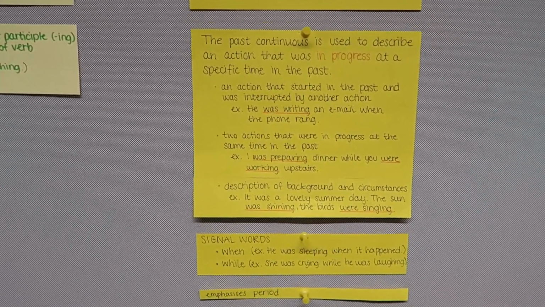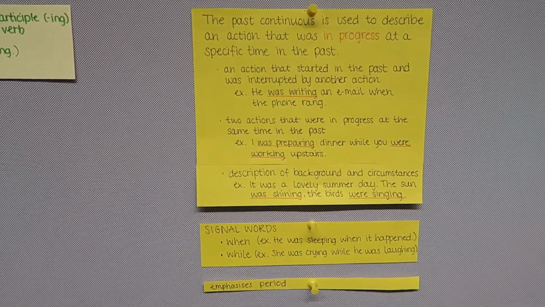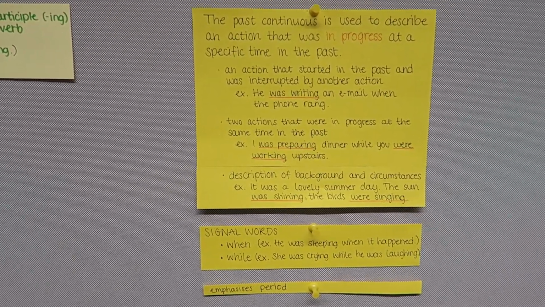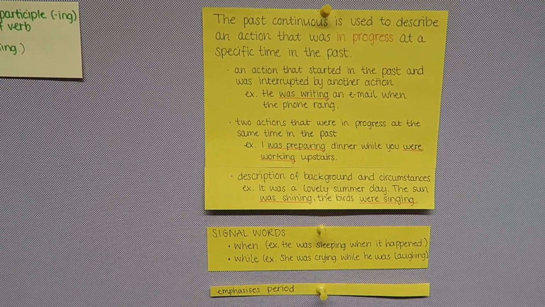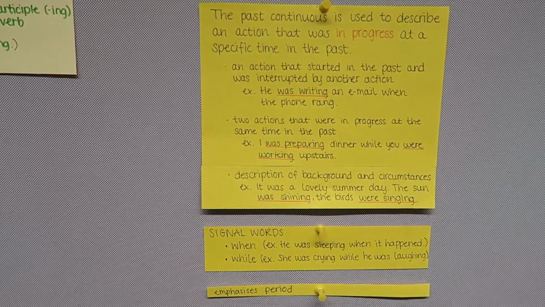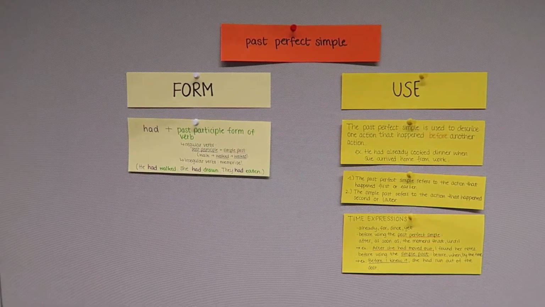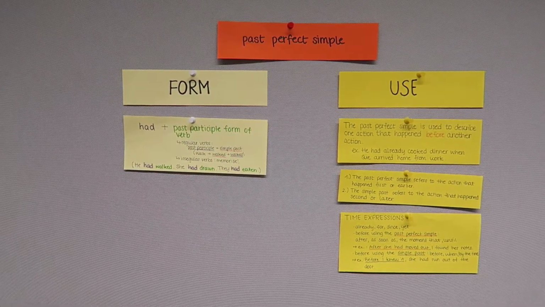The signal words are "when," for example, he was sleeping when it happened, or "while," for example, she was crying while he was laughing. And in general, the past continuous emphasizes a period. We are now going to continue with the past perfect simple.